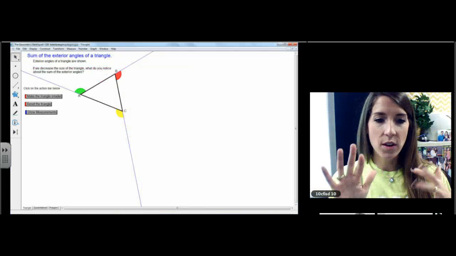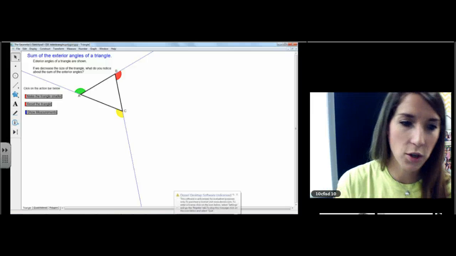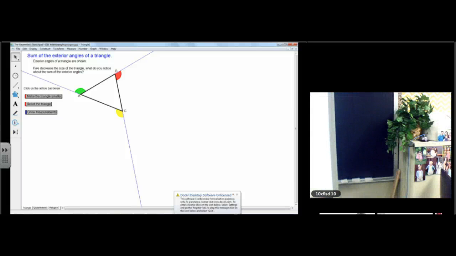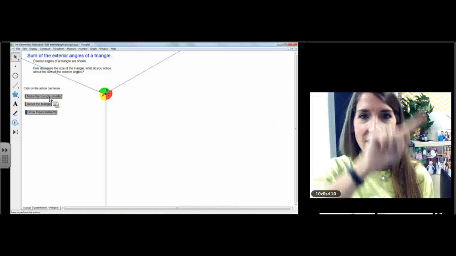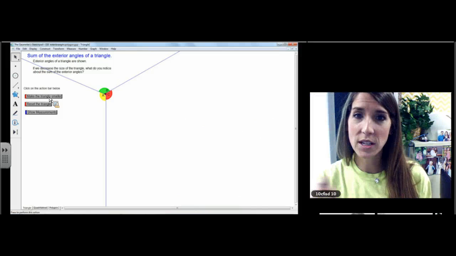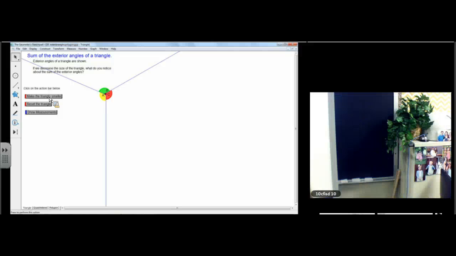The red, the green, and the yellow represent the exterior angles of the triangle. Now, I can do whatever I want to this triangle. I can make it look however I want. I can make one angle really small and one angle really large. But when I shrink my triangle, whoa, now it didn't shrink all the way. But what do you see? Do you see how those angles formed a circle? A circle has 360 degrees, right? Okay, let's reset it.